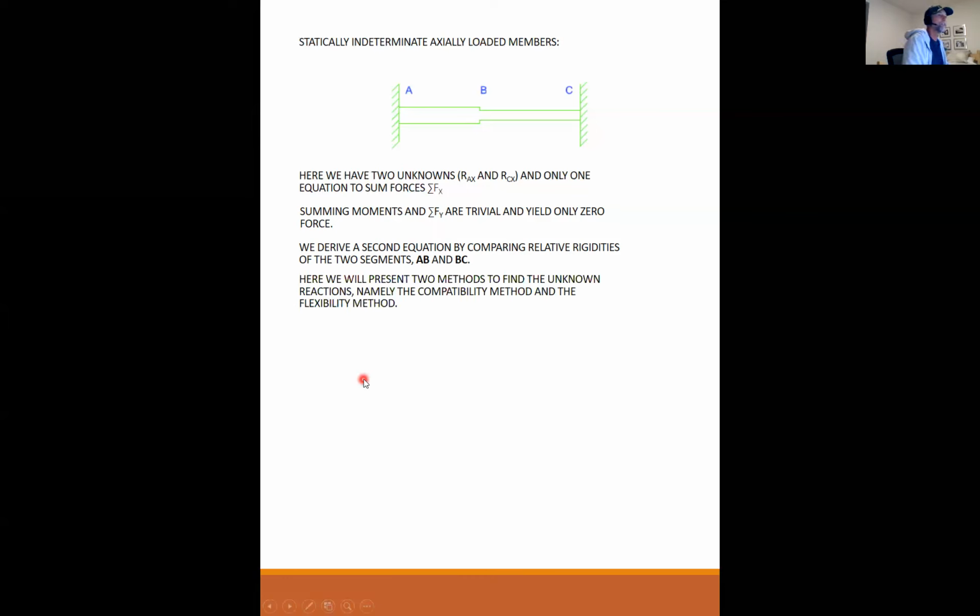Here, we're going to present 2 methods to find unknown reactions, namely a compatibility method and a flexibility method. I do have one eye on the clock, so hopefully we'll get through 1 method tonight, and we will pick up the flexibility method at the beginning of next Tuesday. So the compatibility method, we will start by exploring an example as shown.